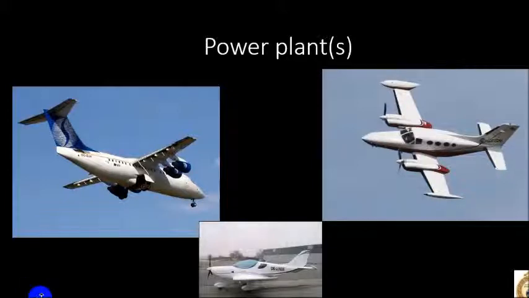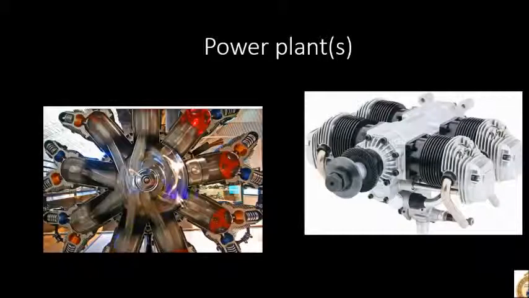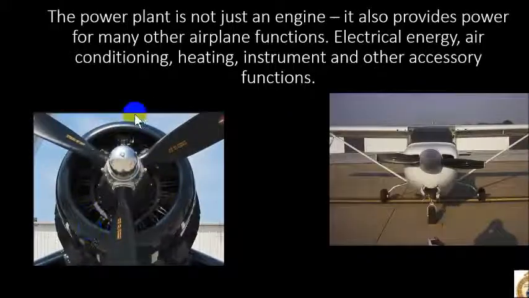Next, we have power plants. Now, a power plant, we can't just think of it as an engine because it does so many other things, as far as air conditioning, heating, electrical applications. So it's not just an engine. Here we have a radial engine. Here we have what we call a horizontally opposed engine. When we call it a radial engine or a horizontally opposed engine, we're speaking of the arrangement of the cylinders. The cylinders go around, and these are horizontally opposed.